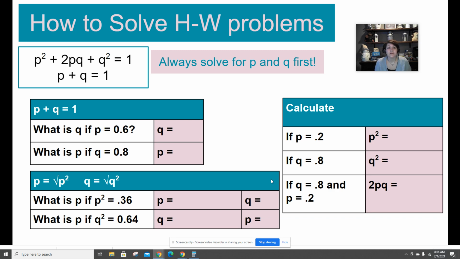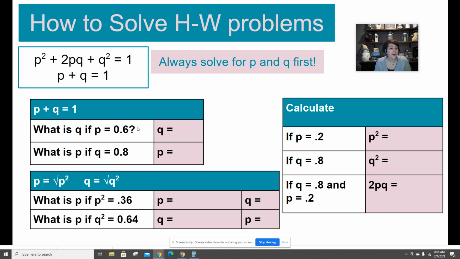Our goal is ultimately to have P and Q, because if you were doing an algebraic equation like x squared plus 2xy plus y squared equals 1, and you wanted to solve that, you would need to know what x and y equal. Well, the same is true here. If I want to know what P squared is, I need to know what P is. And if I want to know what Q squared is, I have to know what Q is. So my ultimate goal is to get P and Q first.